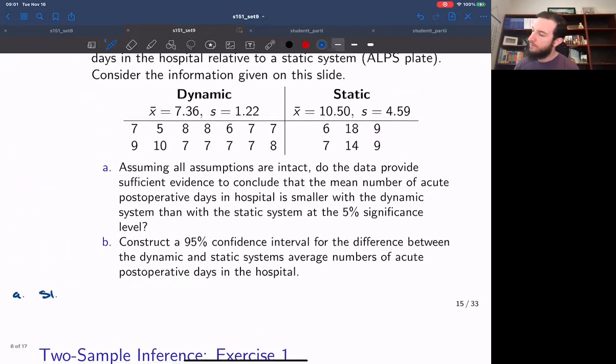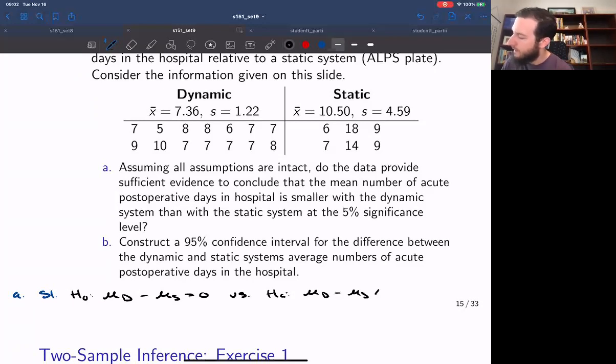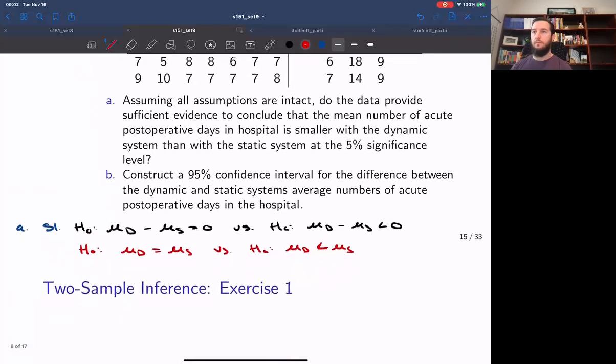what we are running here is a hypothesis test to determine if the average number of days spent in hospital is less with the dynamic system than the static system. So we want to know if there's evidence that the mean number of days you spend in hospital after surgery with the dynamic system is less than with the static system. So we have H0: mu dynamic minus mu static equals zero versus HA: mu dynamic minus mu static less than zero. This is the same thing as mu D equals mu S versus HA: mu D less than mu S. Those are equivalent statements.